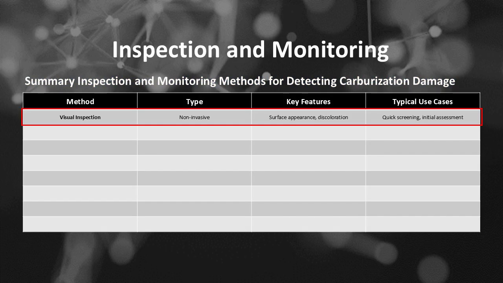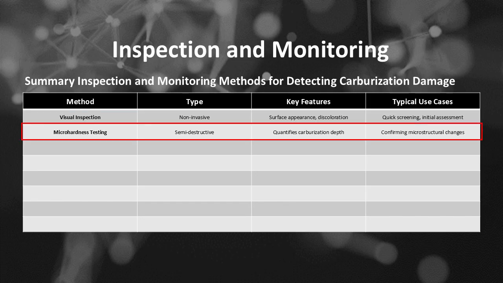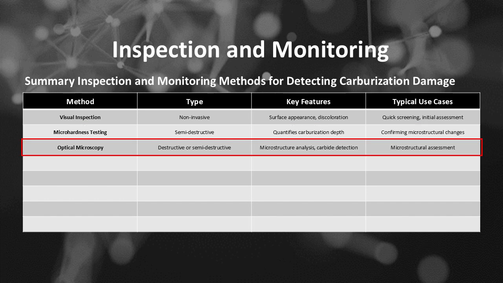If the inspection and monitoring method is visual inspection, then its type is non-invasive, the key features are surface appearance and discoloration, and the typical use cases are quick screening and initial assessment. If the method is microhardness testing, then its type is semi-destructive, the key feature is that it quantifies carburization depth, and the typical use case is confirming microstructural changes. If the method is optical microscopy, then its type is destructive or semi-destructive, the key features are microstructure analysis and carbide detection, and the typical use case is microstructural assessment.